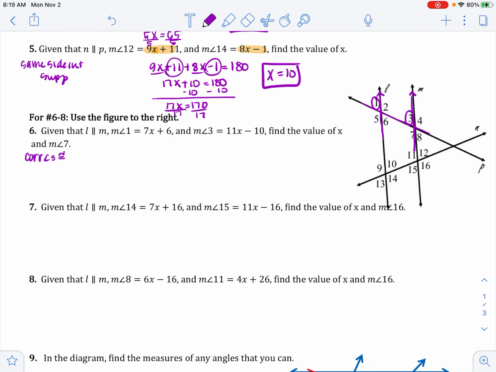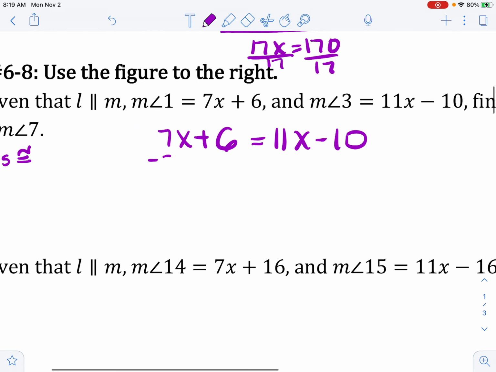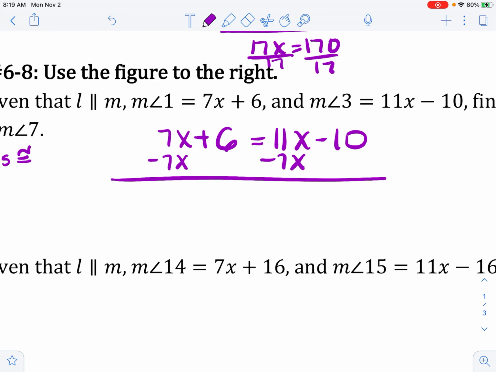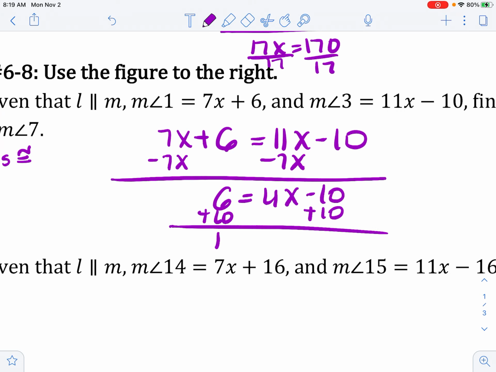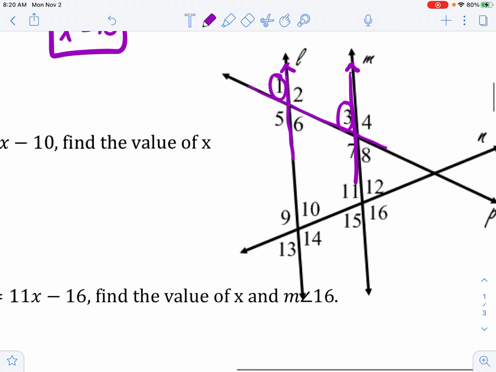So if corresponding angles are congruent, I can set them equal to each other to solve for x. 7x plus 6 equals 11x minus 10. There are no like terms on the left side. There are no like terms on the right side. So I'm going to balance my equation by subtracting 7x from both sides. I have 6 equals 4x minus 10. Add 10 to both sides. 16 equals 4x, and then divide both sides by 4, and I get x equals 4. So this problem asked me to find x, so I have that so I can box it.